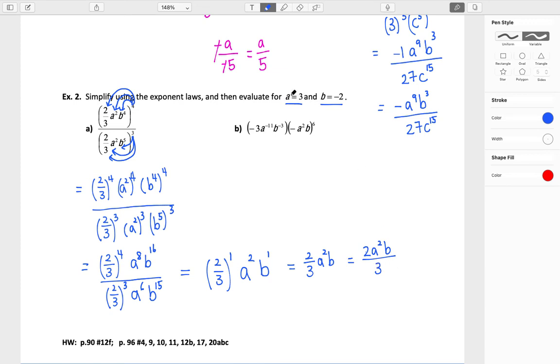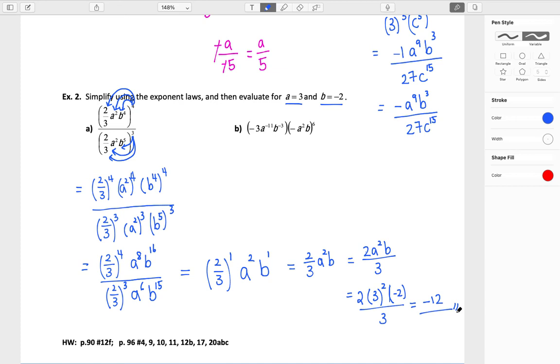Now we know that a is going to be 3, so I'm going to plug it in. So 2 bracket, a is 3 squared, b is negative 2 bracket, over 3. Using your calculator, I'm going to simplify: 2 times 3 squared times negative 2, and then divided by 3. When you do this, you're going to get negative 12 as your final answer.